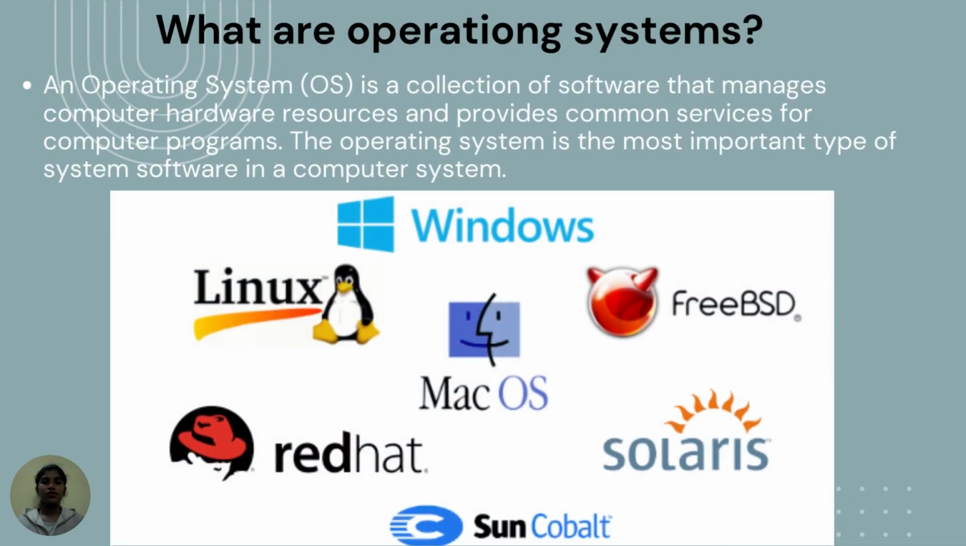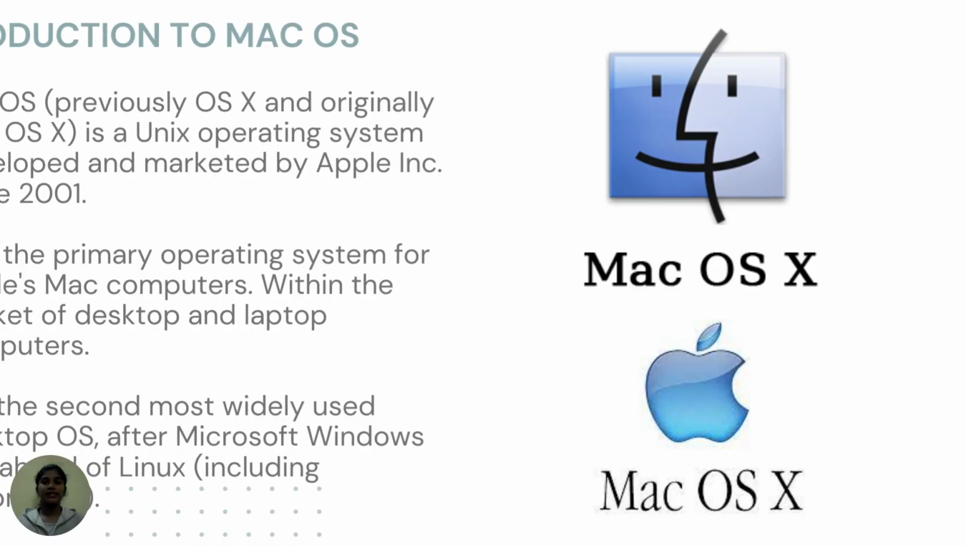Operating system, also known as OS, is a collection of software that manages computer hardware resources and provides common services for computer programs. The operating system is the most important type of system software in the computer system. Some examples of operating systems are Linux, Red Hat, Sun Cobalt, Solaris, FreeBSD, and Windows. Mac OS we're now going to see elaborately.